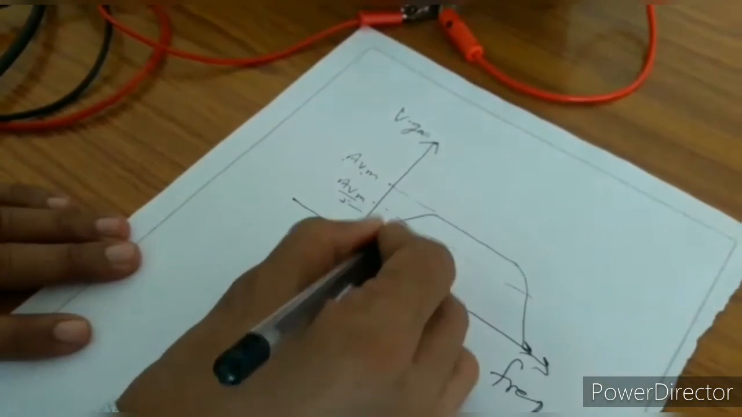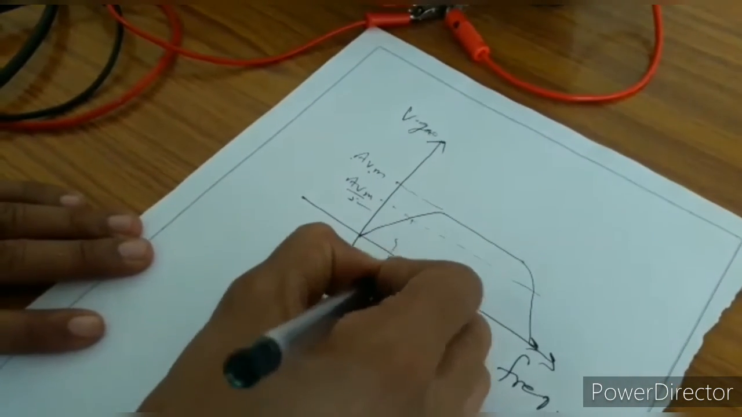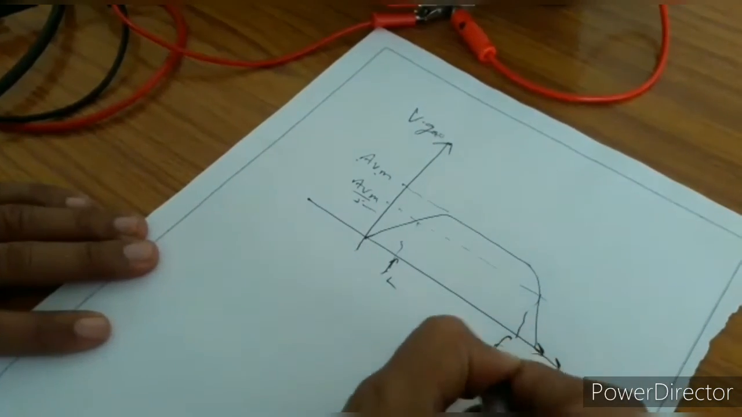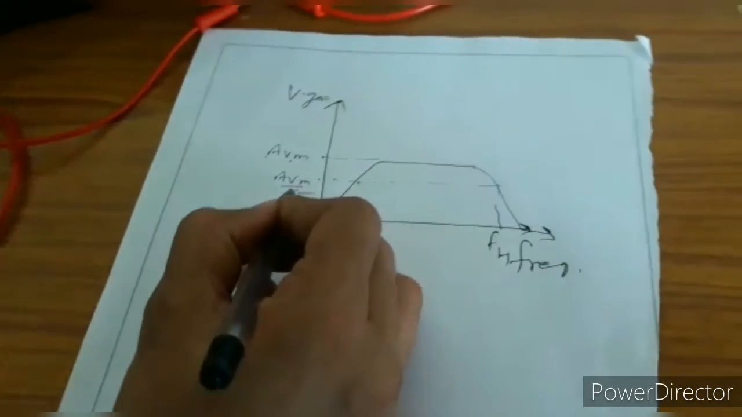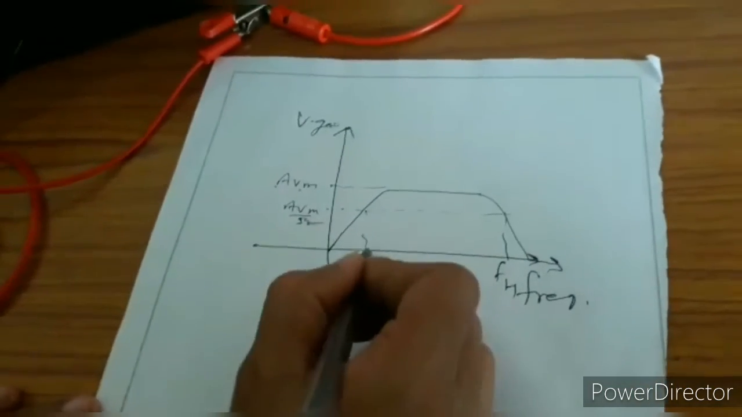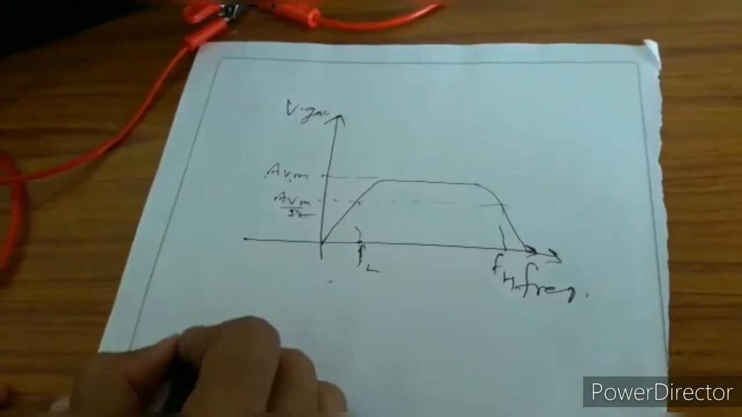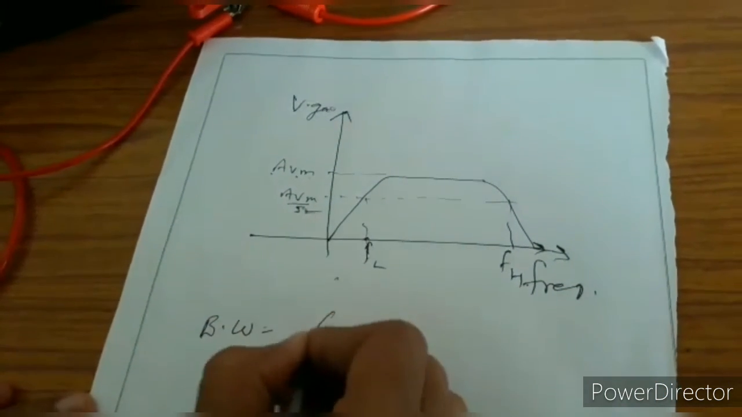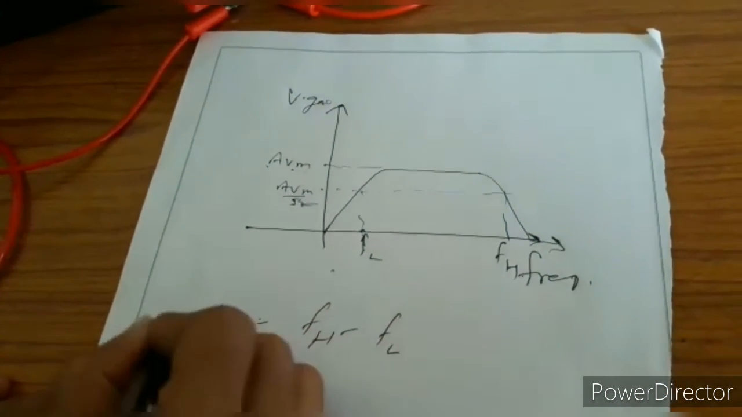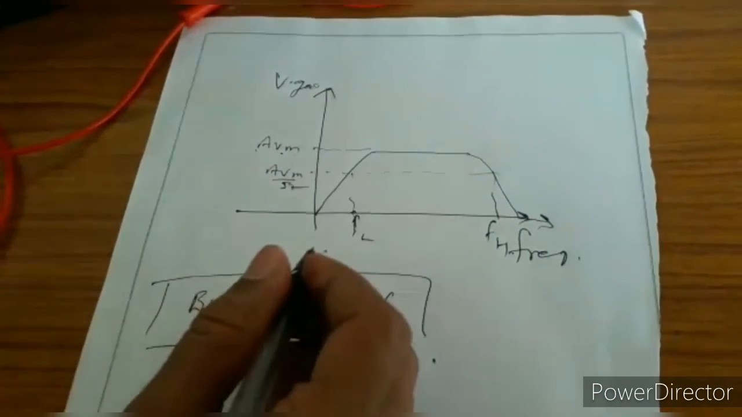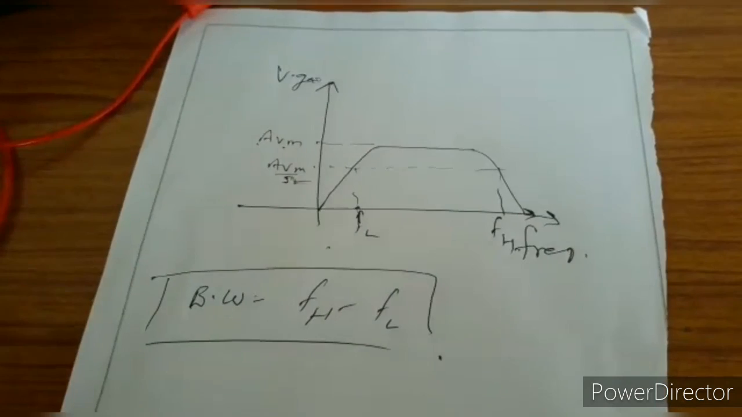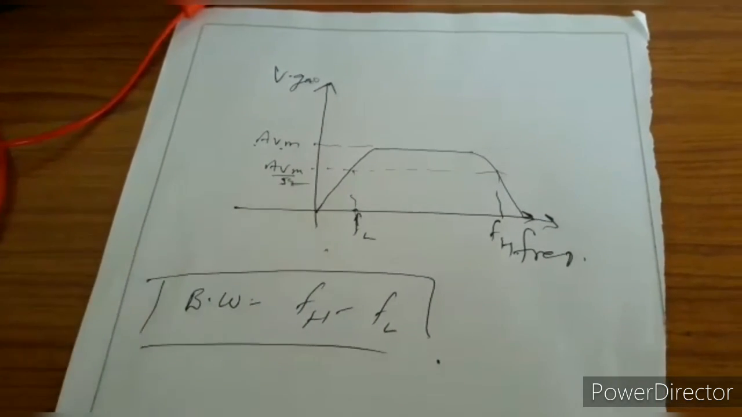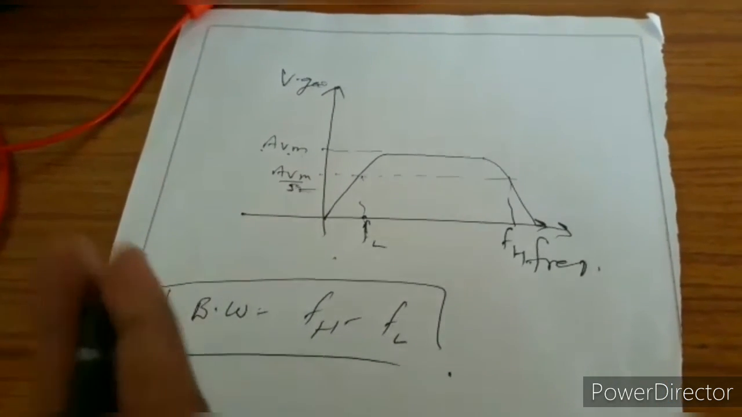To find FL and FH, we have to divide this value by root 2. So we will get two points, FL and FH, and we can calculate the bandwidth, that is FH minus FL. This is our RC coupled amplifier. In this experiment we have seen how a small signal is amplified and how we can plot its frequency response curve.